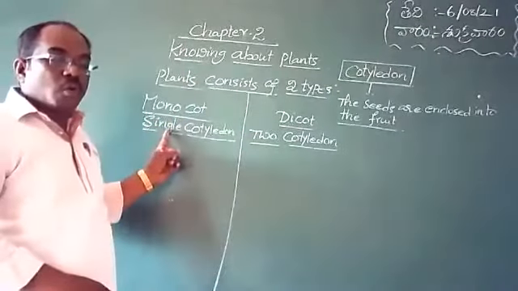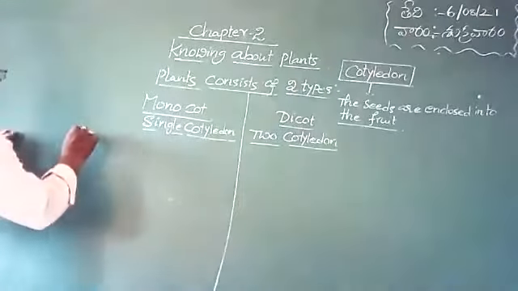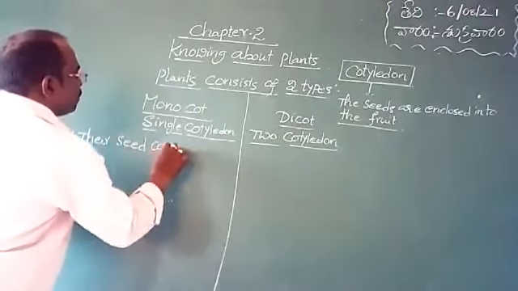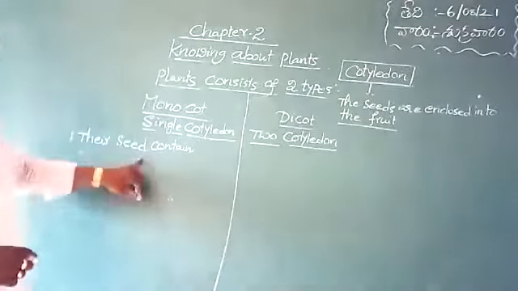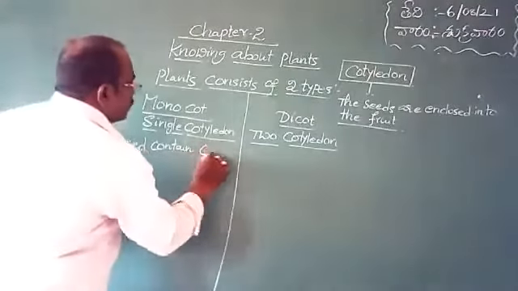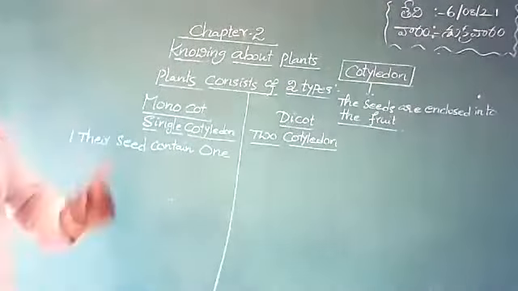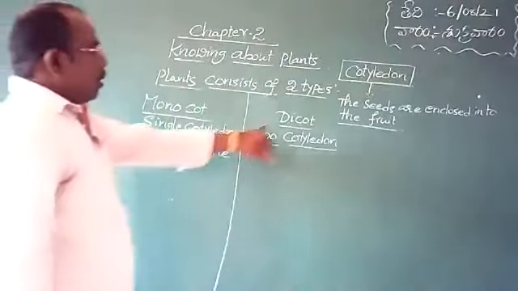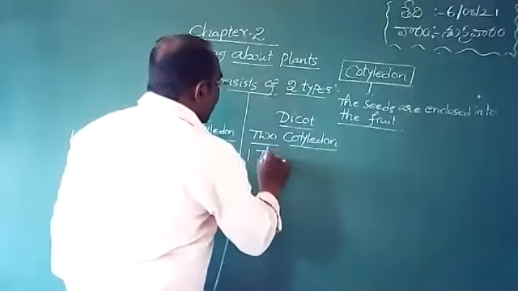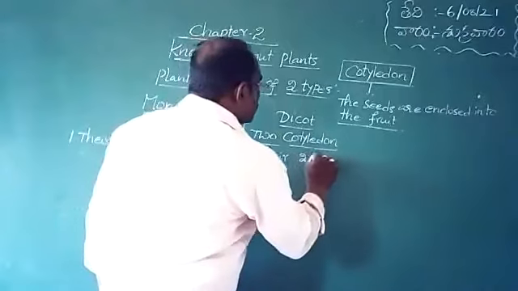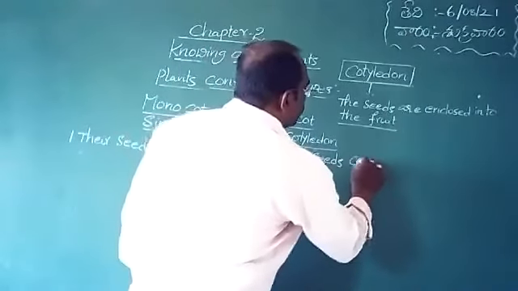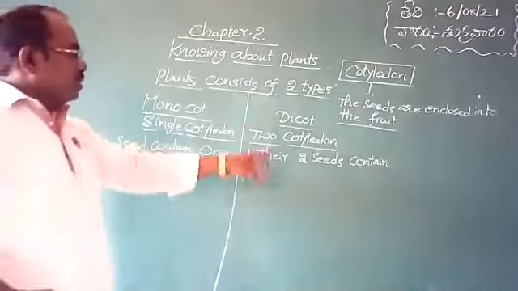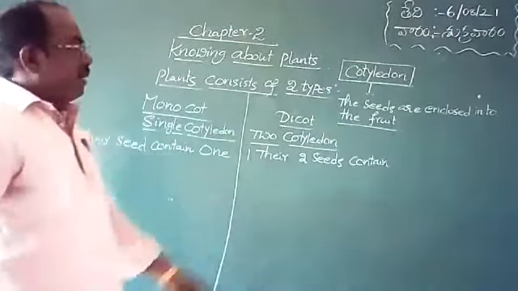Monopart means a seed contain one cotyledon. Only one seed is enclosed into the fruit. Dipart means two seeds contain.